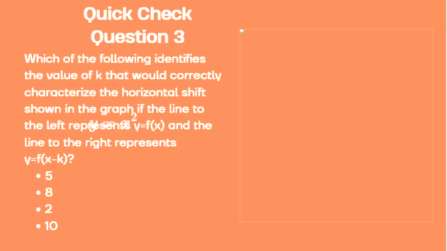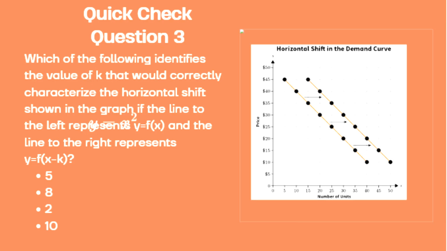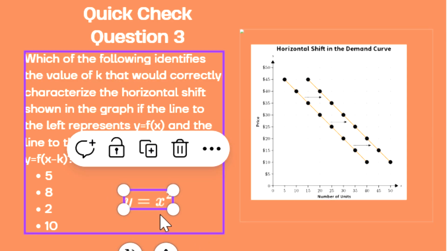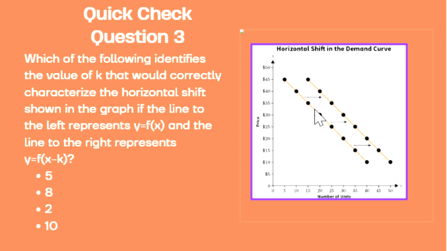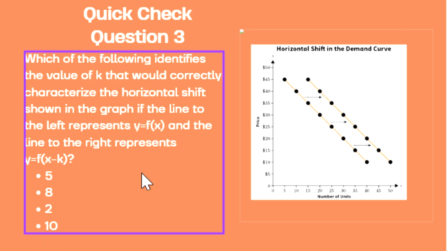Here's quick check question number 3, and no graph. Which of the following identifies the value of k that would correctly characterize the horizontal shift shown in the graph if the line to the left represents y equals f of x, and the line to the right represents y equals f of x minus k. So we're starting with this one, and we're moving to this one, okay? So which one shows the correct shift? How many units did it move? Pick the correct one.